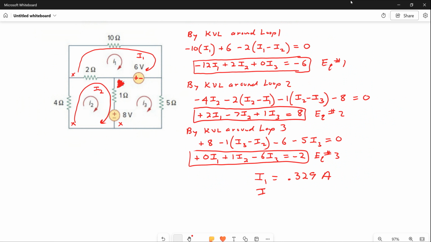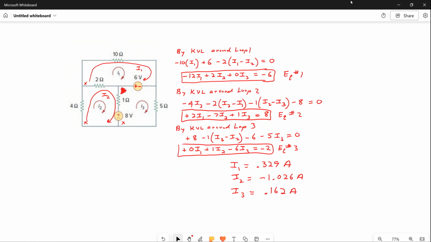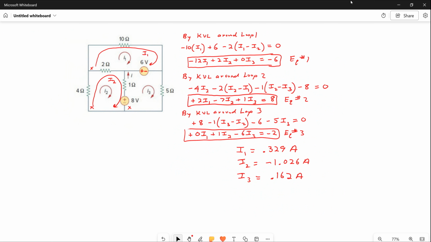I2 is equal to negative 1.026 amperes. And I3 is equal to 0.162 amperes. Now, when you get your loop currents, you go back and look at what they want you to find in the circuit. That's when I is introduced. And let the math do the work for you.